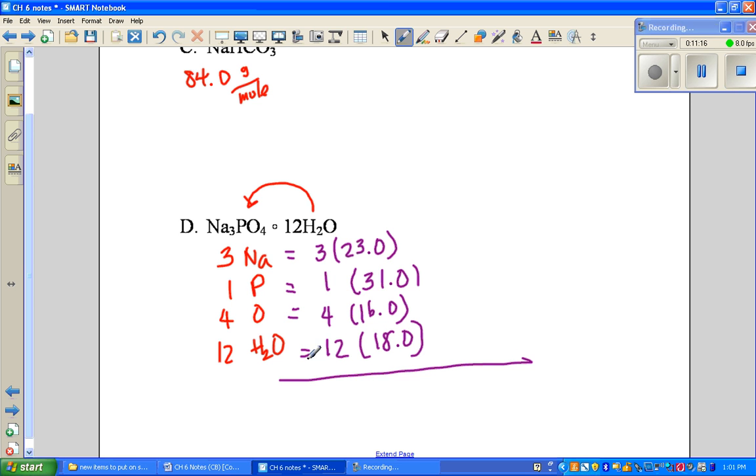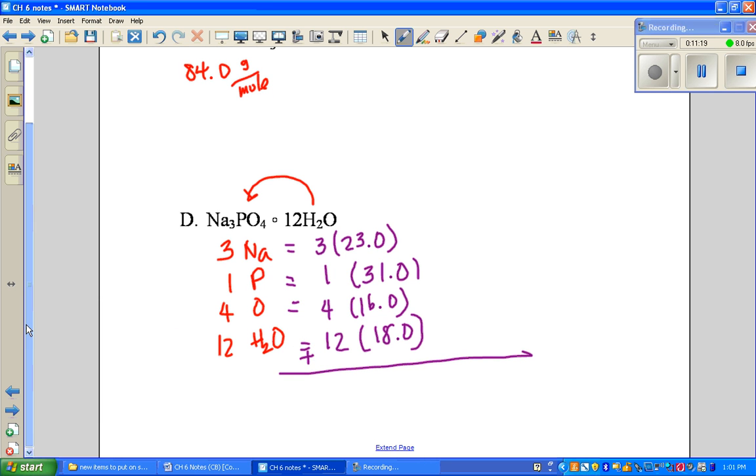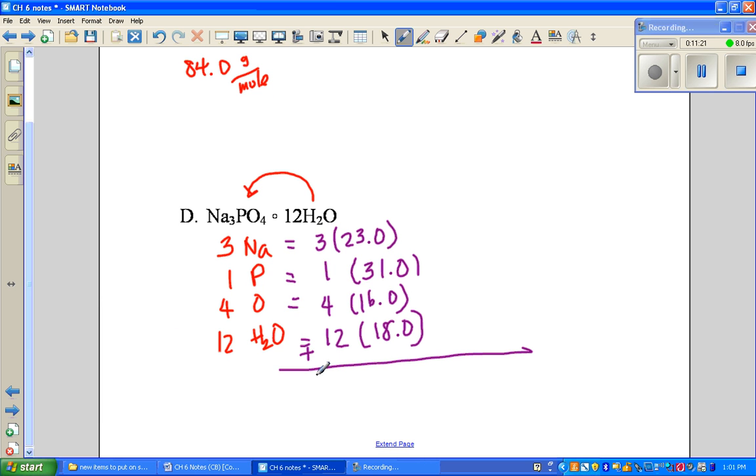And we simply are going to add all this up, do it in the calculator, make sure you verify my calculations. And I got 380, but it's not just 380, it's to the 10th place, 380.0 grams per mole.